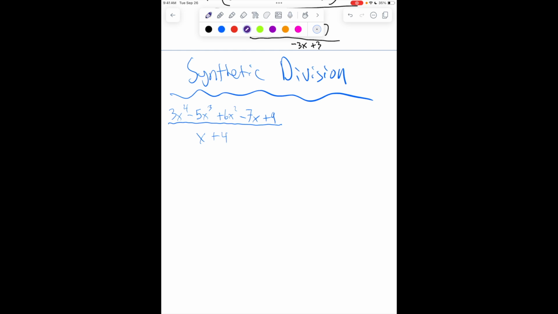The first thing I have to do is figure out what makes my denominator, what makes this part, equal to 0. So, side work, I'm going to set it equal to 0. If I subtract 4, I get x equals -4. So when I do synthetic division, I'm going to put -4, which I got right here, on the outside.